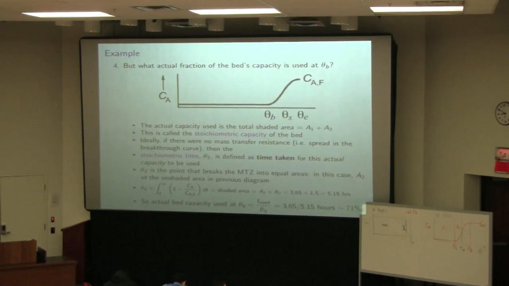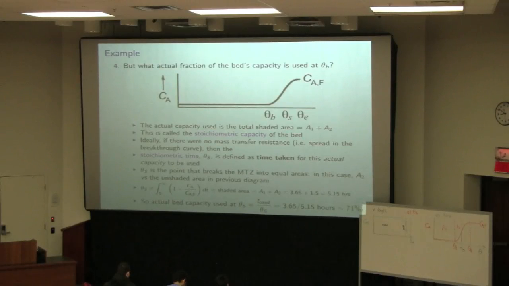But if I took that entire section and allowed it to equilibrate, that's essentially where that word stoichiometric comes from. It's when you've taken that mass transfer region of the bed and you allow it to equilibrate, half of it would be essentially used and half unused. So theta S then corresponds to the time of the region A1 plus A2. In this case, that's 3.65 hours plus 1.5 hours. That gets you 5.15 hours.